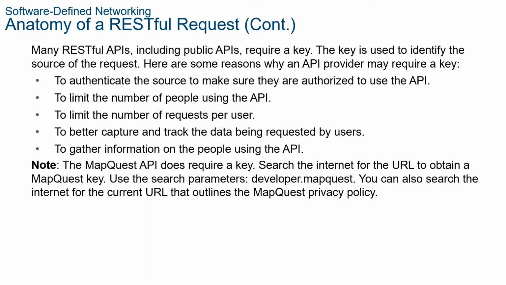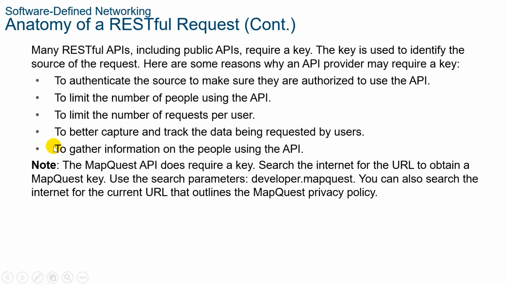Now, many RESTful APIs, including the public APIs, require a key. The key is used to identify the source of the request. Here are some of the reasons why an API provider may require a key. First, to authenticate the source to make sure they are authorized to use the API. Second, to limit the number of people using the API. Next, to limit the number of requests per user, and to better capture and track data requested by the browser or users. And to gather information on the people using the API.